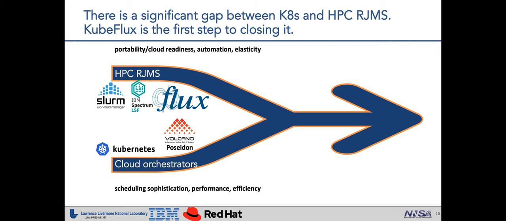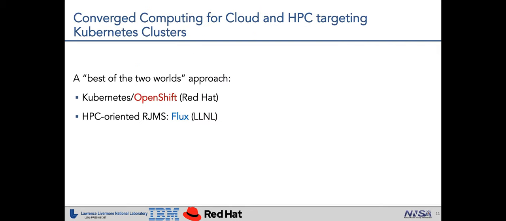So moving from basic bare bones Kubernetes to third-party application plugins such as Volcano, which integrates batch capabilities. And there's also Poseidon or Firmament, which provides more sophisticated scheduling capabilities. The KubeFlux plugin for Kubernetes is really one of the first major steps in bringing these two branches together into a unified converged computing environment. So I am going to turn things over to Claudia so she can talk about the details about KubeFlux.